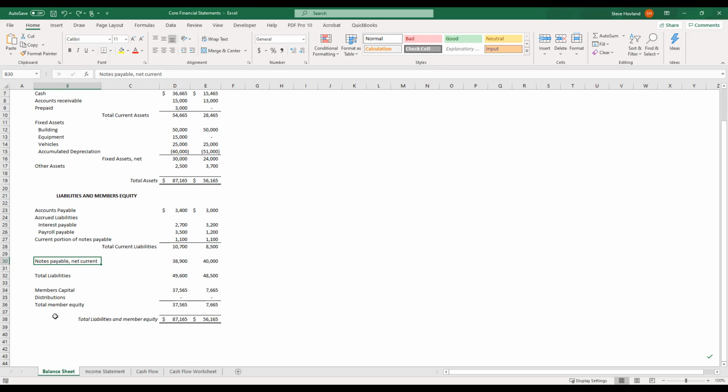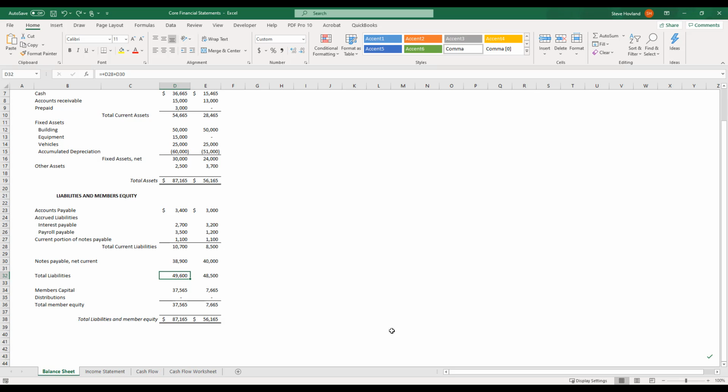Again, this is a long-term liability. And you see it's net of current. So honestly what that means is here's what the note is, and we pulled out the part that's due within 12 months, and so this is what the long-term portion is. So that's always what that means, that net of current is net of the current amount. Then we get to our total liabilities, and again that's just our current liabilities plus our long-term debt.